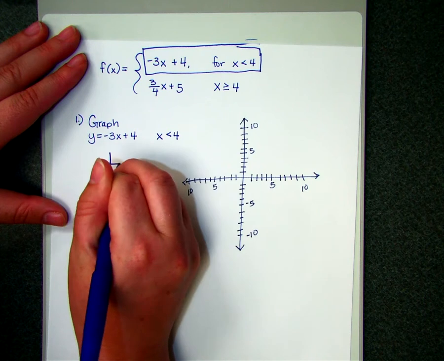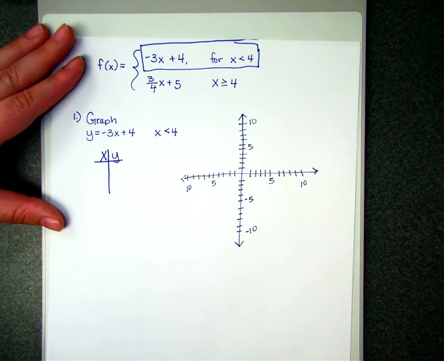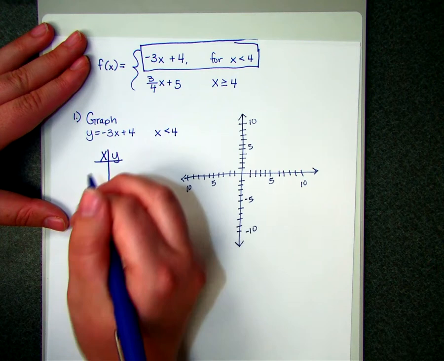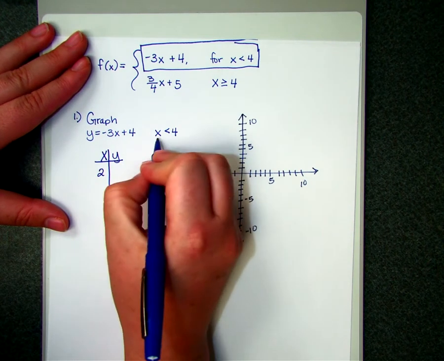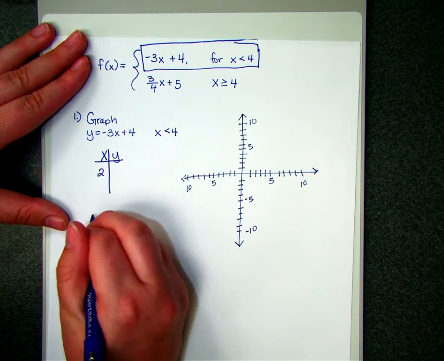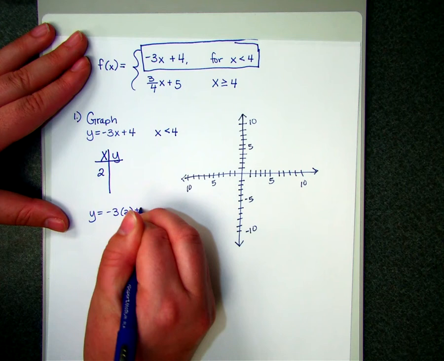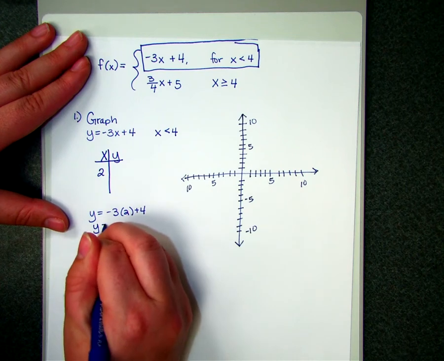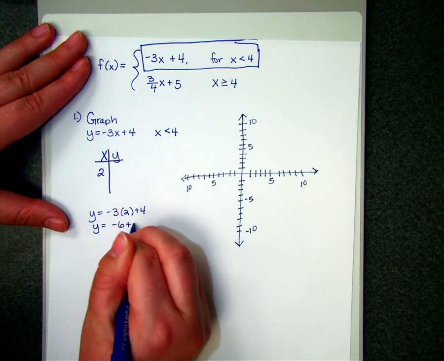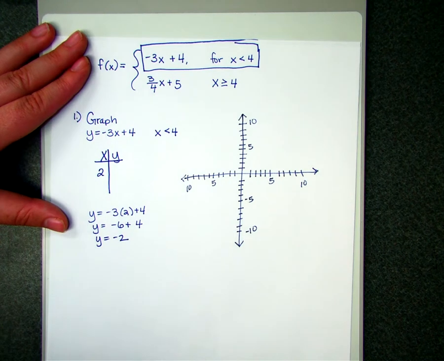So create a t-table, and I'm going to pick some number that is less than 4, because that's what says the domain for this piece is, any number that's less than 4. So I pick 2, and I'm going to plug that into this piece of the piecewise function, and I'm going to solve for y. So I get y is equal to negative 2.